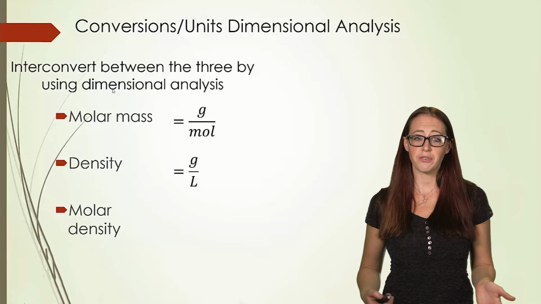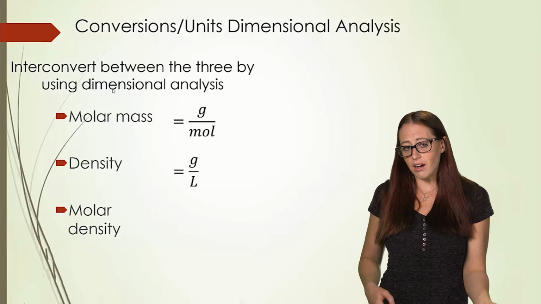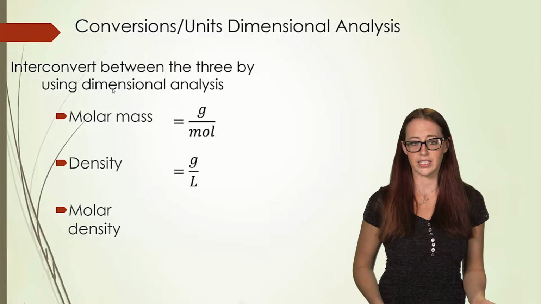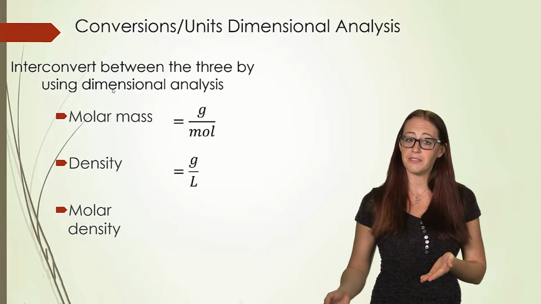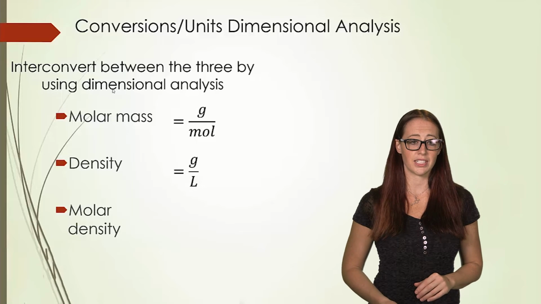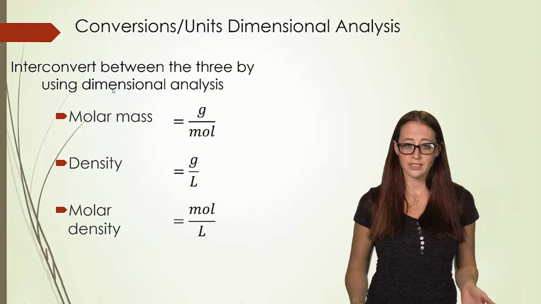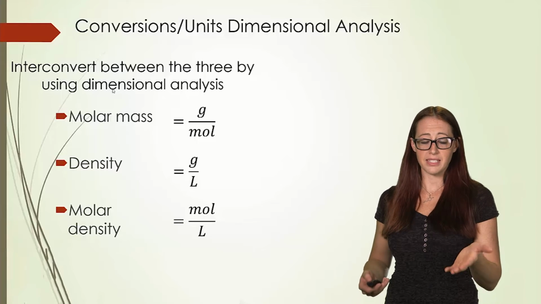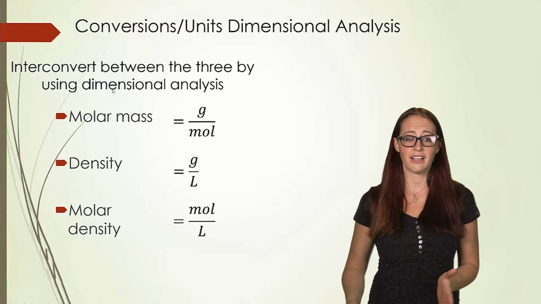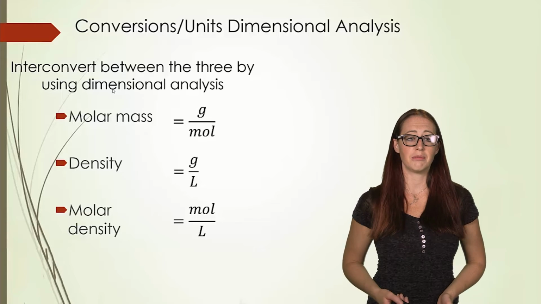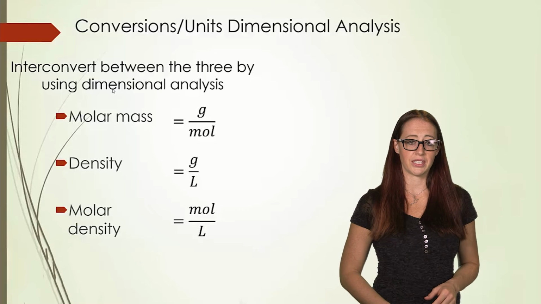For density, we have grams per liter. You'll often see density in grams per milliliter as well. But now you know if you find grams and you find liters, you can put them over top of each other. And finally, molar density. This means that if you can get moles in some way, or liters in some way, or in some way cancel out the units, you can find the molar density without having to worry about the equations.